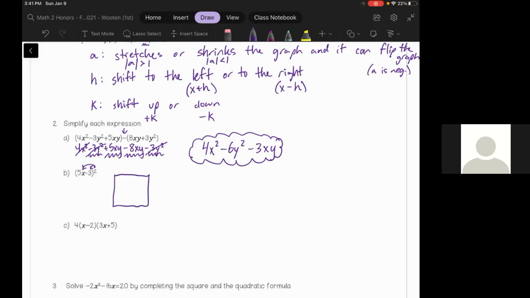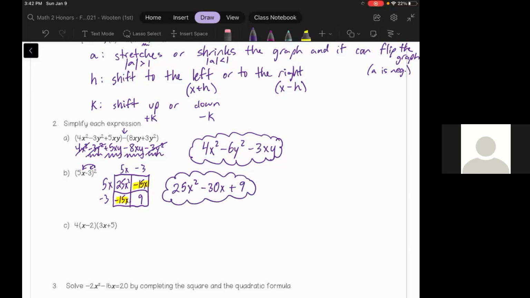This is where area models come in. So 5x minus 3 times 5x minus 3. We draw an area model to do the multiplication, to help us organize what all needs to be multiplied together. So we have 25x squared. 5x times negative 3 is negative 15x. 5x times negative 3 is another negative 15x. And then finally, negative 3 times negative 3 is positive 9. Now just write all that out, combining the like terms. 25x squared, negative 15x and negative 15x, those are both x terms. Combine those and you get negative 30x, and then plus 9. Now this one is simplified.